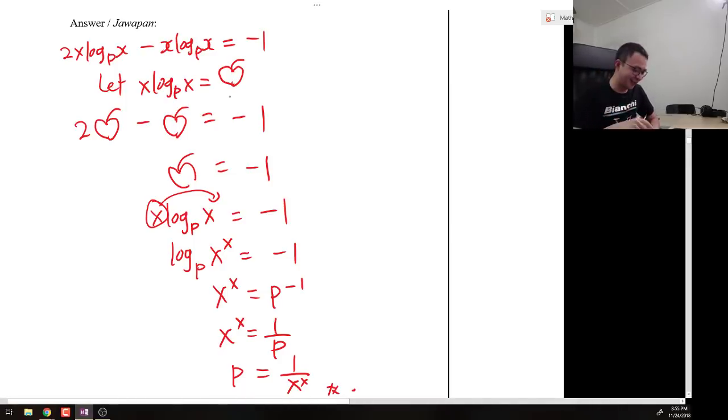Right, so yeah. And a lot of students will tell me, so is it x power of x equals to 1? Definitely no. Because imagine 2 power of 2, is it equal to 1? Not equal, right? So x power of x cannot simplify and make it 1.